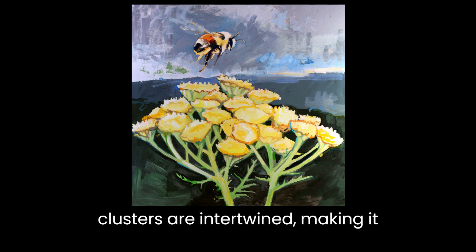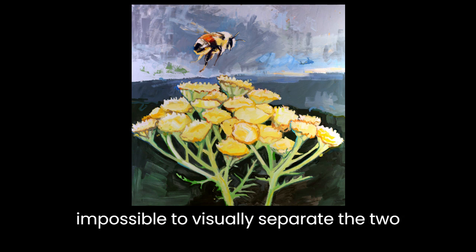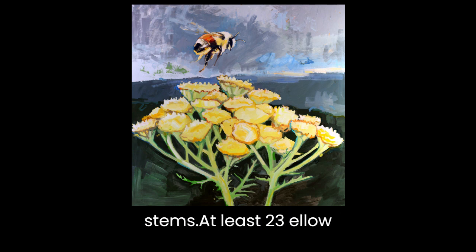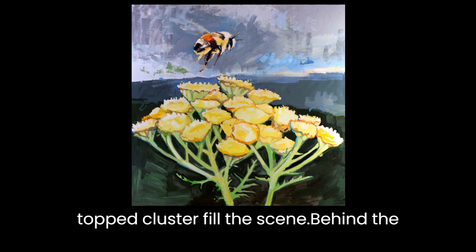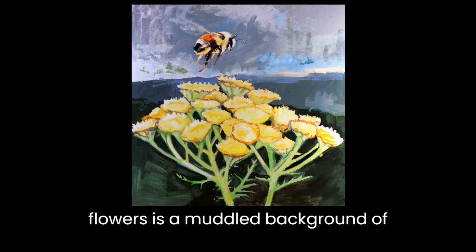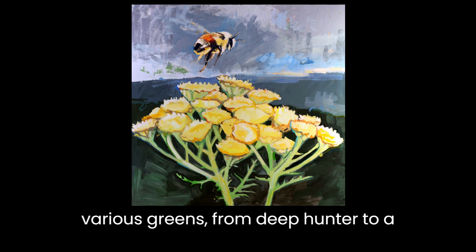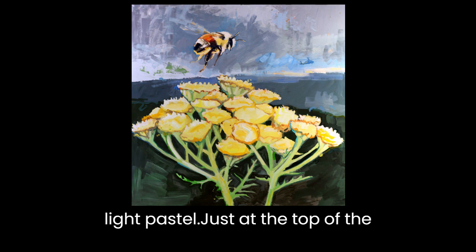The 2 flower clusters are intertwined, making it impossible to visually separate the 2 stems. At least 23 yellow button-like flowers, arranged in a flat-topped cluster, fill the scene. Behind the flowers is a muddled background of various greens from deep hunter to a light pastel.